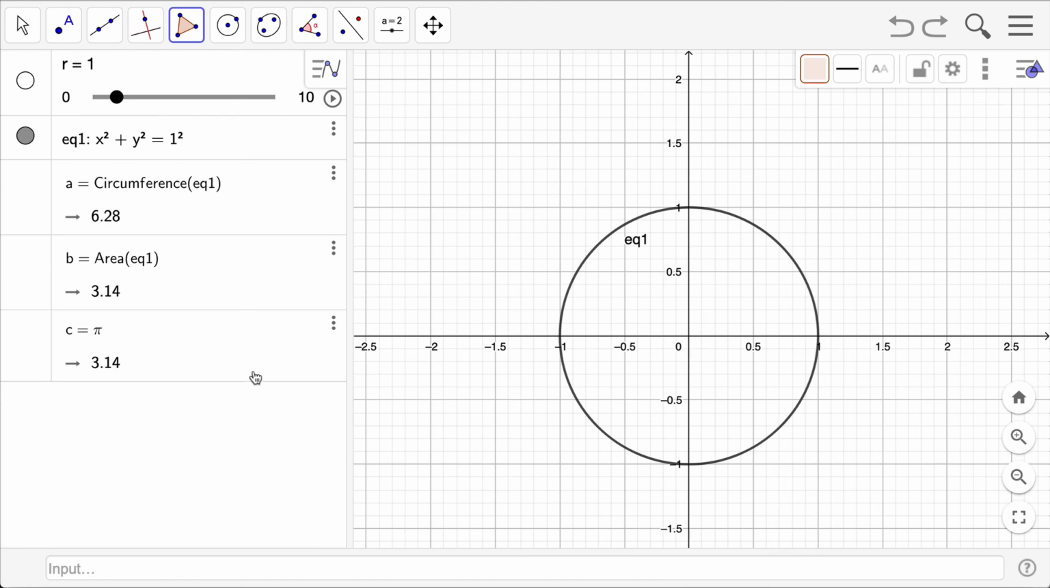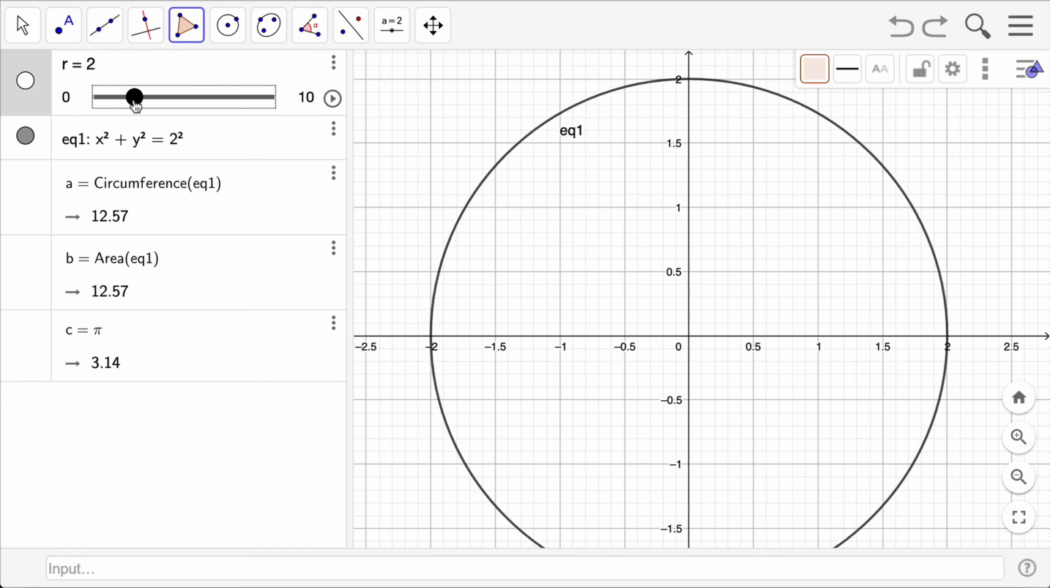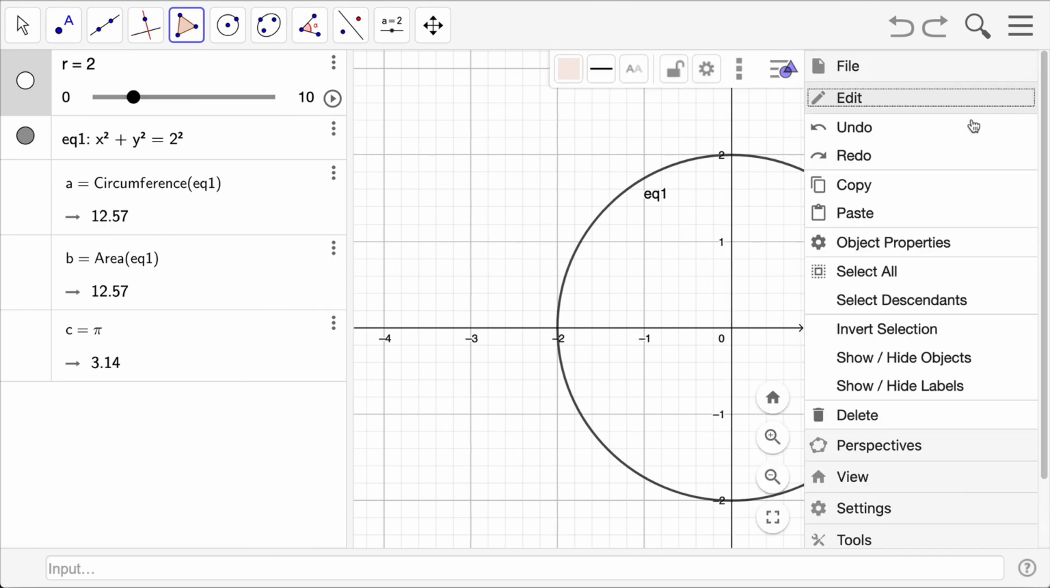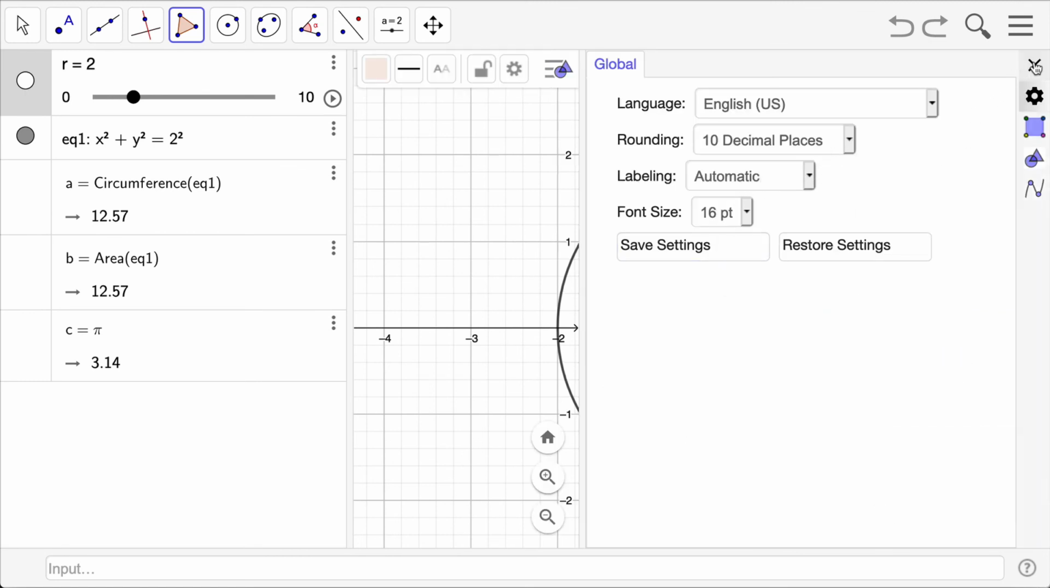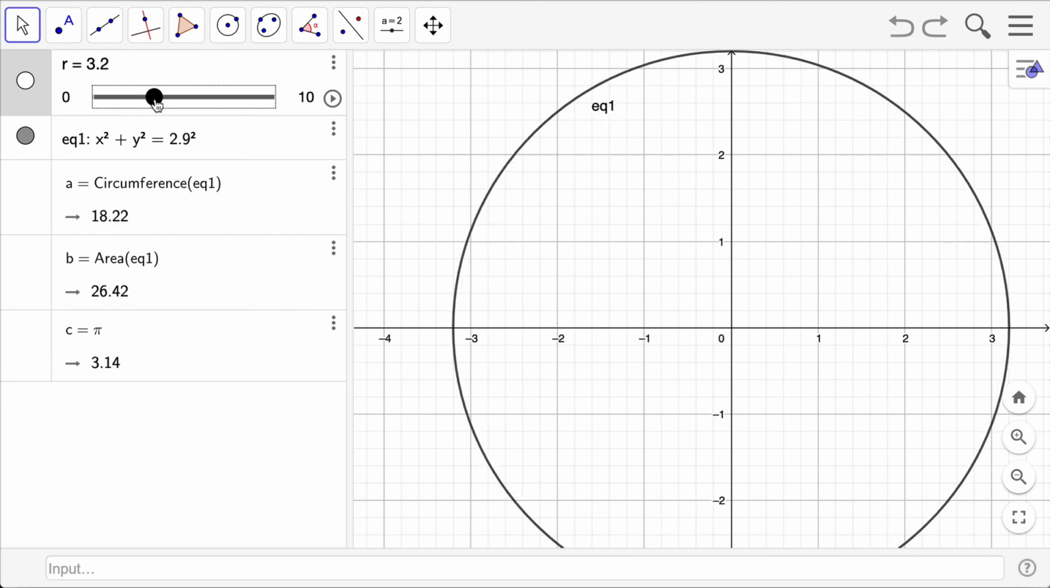Now, what happens as we increase the radius? So let's go to 2. Let's zoom out a little. So now the circumference is 12.57. What happened to my... That's weird. Okay. Anyway, so this is basically 4 pi. Why? I don't know. Let's go to the next one.